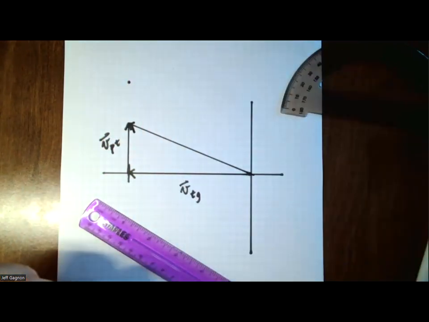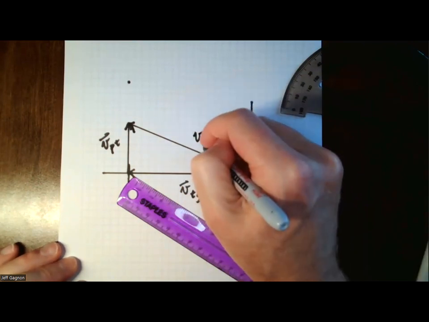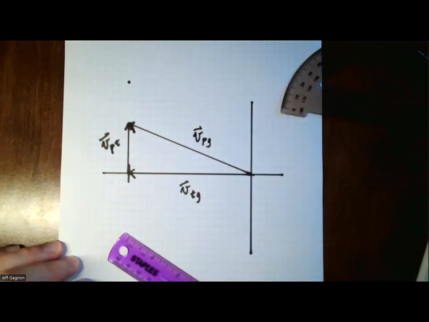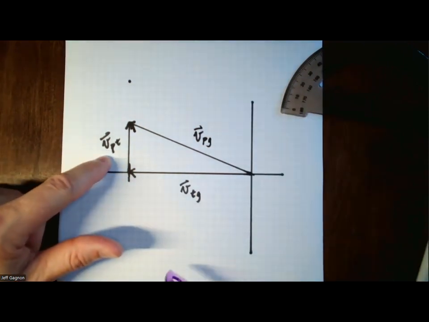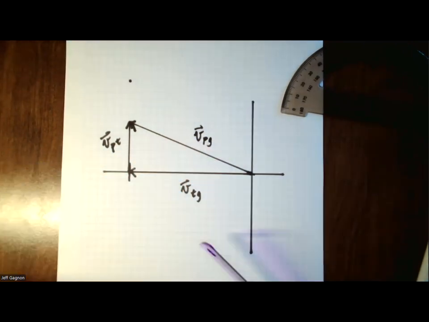Draw an arrow there. So this is the velocity of the person relative to the ground, right? That's what we wanted. If we add the velocity of the person relative to the train plus the velocity of the train relative to the ground, we get the velocity of the person relative to the ground.